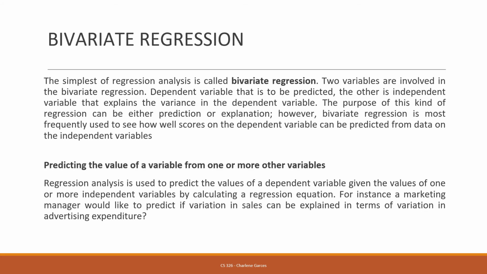Now, to continue, we have to discuss further about bivariate regression. The simplest regression analysis is called bivariate regression because there are only two variables involved. Anyway, you have the copy. I will give the copy of this to you later on, so I don't need to explain any further about this.